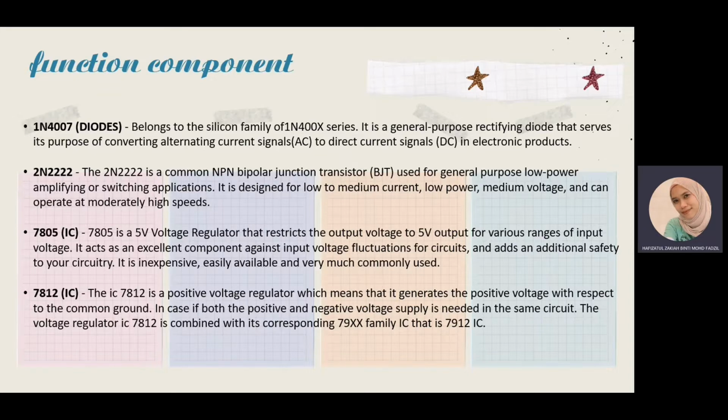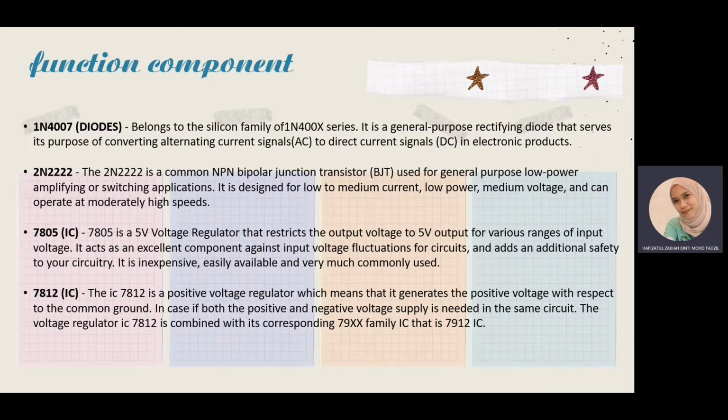1N4007 diode belongs to the silicon family of the 1N400 series. It is a general purpose rectifying diode that serves its purpose of converting alternating current signal AC to direct current signal DC in electronic products. Second, 2N2222. The 2N2222 is a common NPN bipolar junction transistor, BJT, used for general purpose low power amplifying or switching applications. It is designed for low to medium current, low power, medium voltage, and can operate at moderately high speeds.